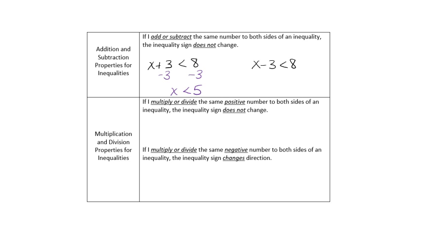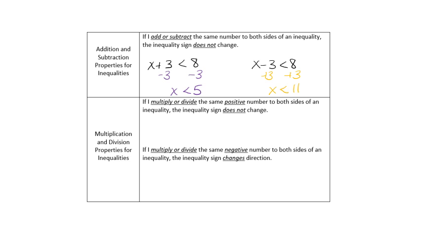So any number less than 5 would give me a true statement in that. So 0 plus 3, yep, that's less than 8. On this one, I would add 3. So x is less than 11. So any number less than 11 would work with that. So let's see, 10. 10 minus 3 is 7. Well, that's less than 8, so that works.